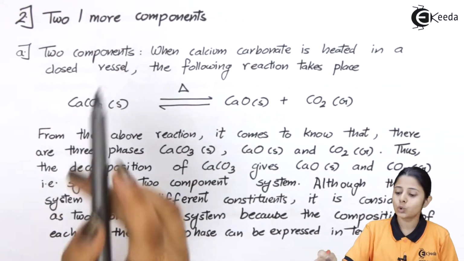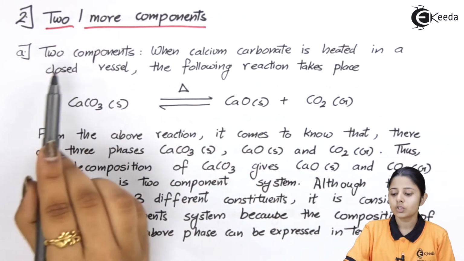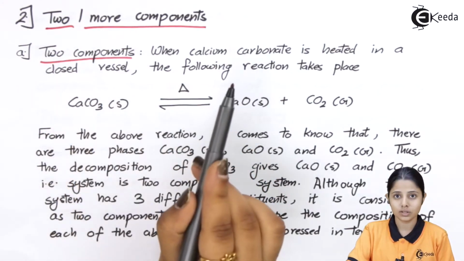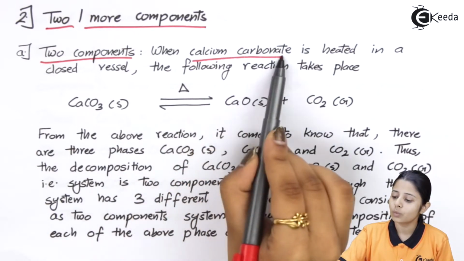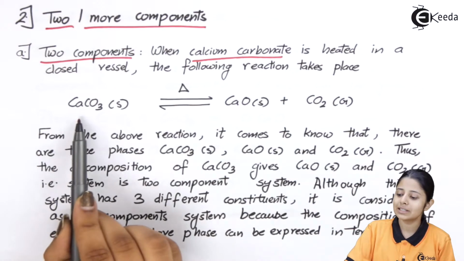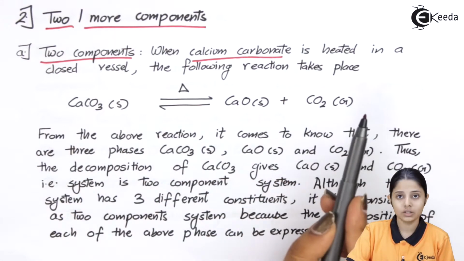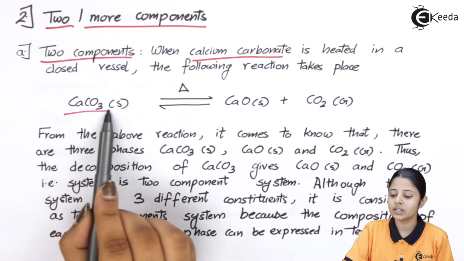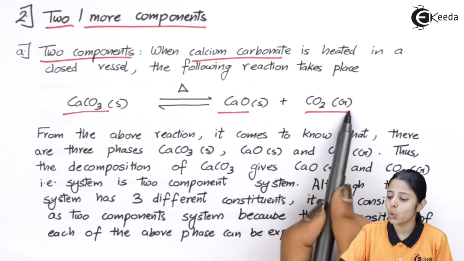Now let us see 2 components or more than 2 components of a system. So the first part we are going to see is the 2 component system. Let us start off with an example over here. When calcium carbonate, what is calcium carbonate? Calcium carbonate is CaCO3. When it is heated in a closed vessel, the following reaction takes place. Over here I have CaCO3. On heating it will form CaO plus CO2.